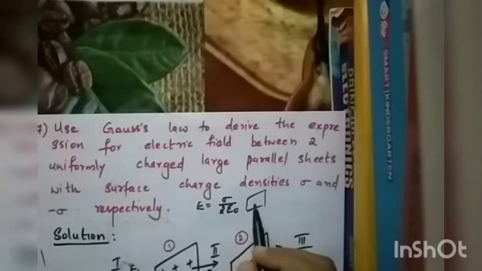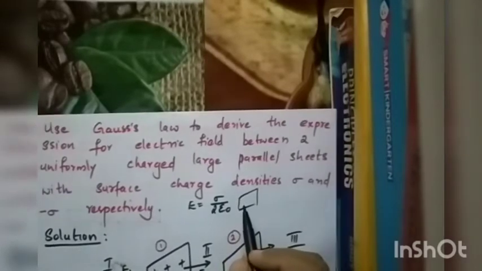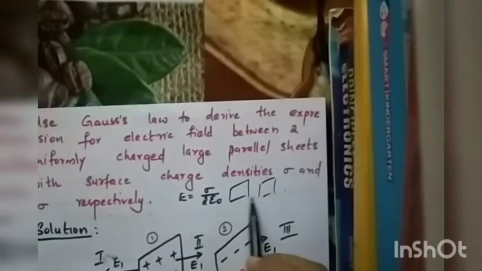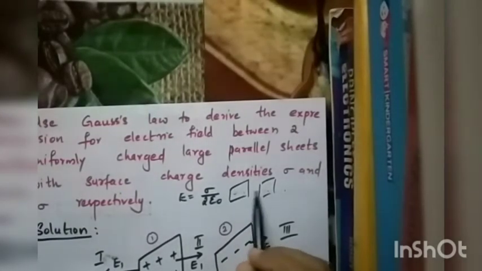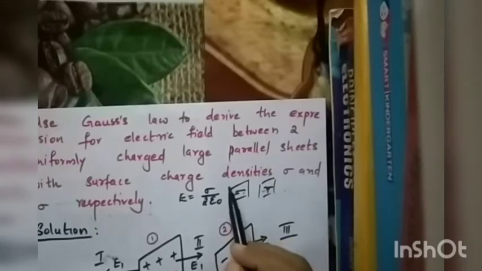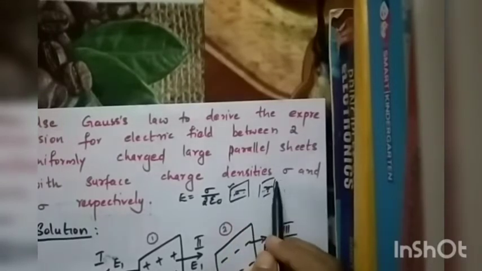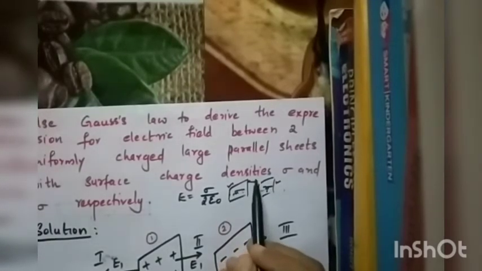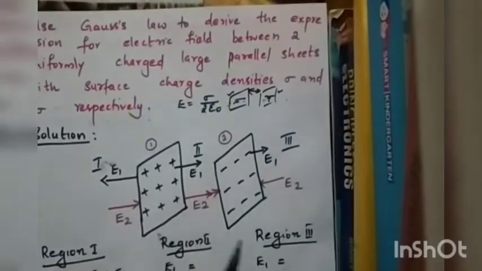Here you need to find the electric field between two sheets. You will have two sheets like this, and the two sheets must have opposite charges. The charge density of the first sheet is sigma, and the charge density of the second sheet is minus sigma. That means the first sheet will be positively charged and the second sheet will be negatively charged. You must find the electric field intensity between these two sheets.